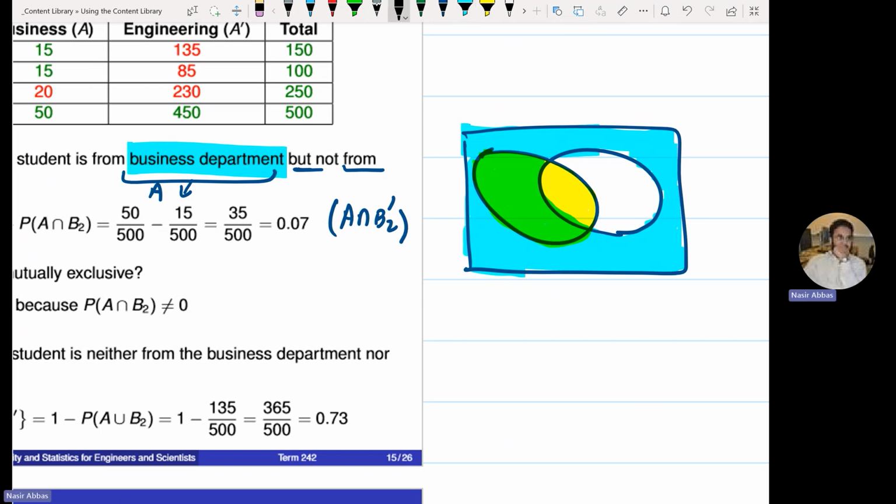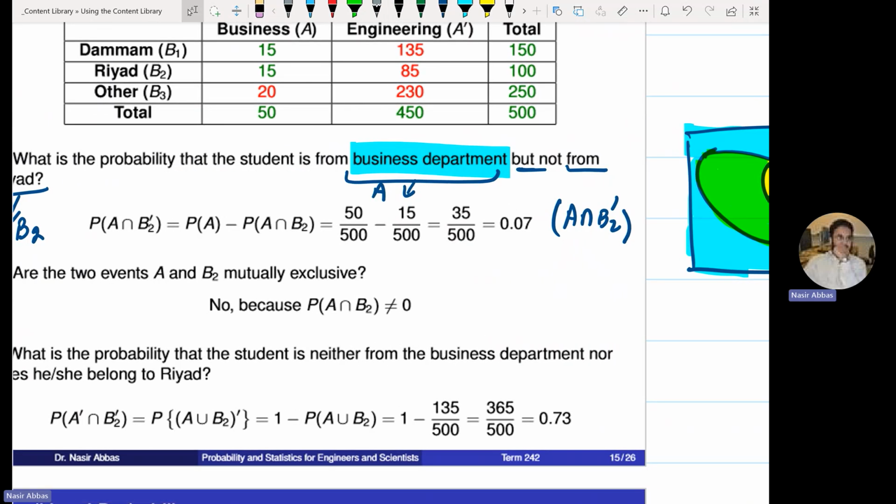Where does it become green? It's actually A minus A intersection B. It's the part of A excluding the intersection part, excluding the yellow part. So this rule is exemplified here. Probability of A intersection B complement is the part of A excluding A intersection B. Once you know the rule, it's just a plug-in. You already have probability of A, you already have probability of A intersection B2.